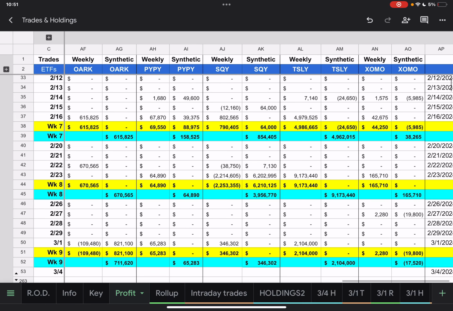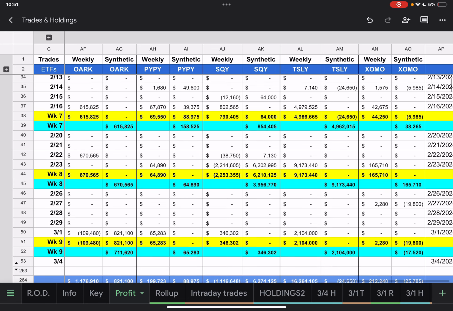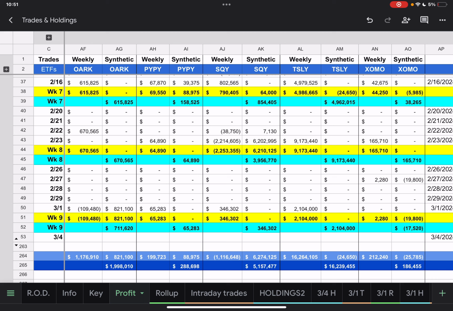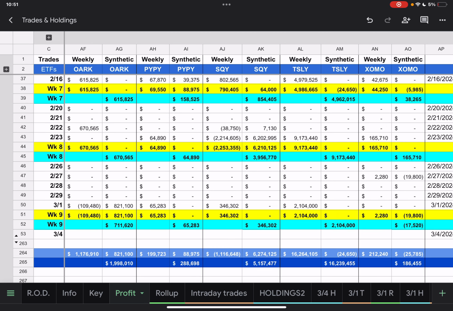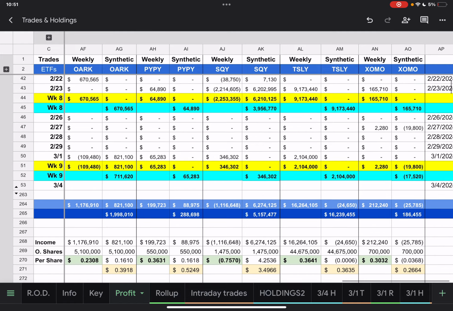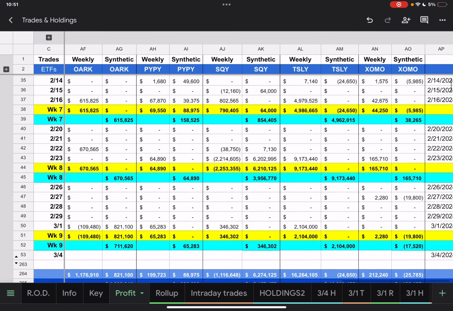So OARC, it looks like we got 615,000, then 670, and then 711. So we did good the first 2 weeks for the weekly short calls. Then we lost some on the weekly short call, but then they closed out some synthetic positions. But overall, you can see we have earned about 200 million off of all of those.